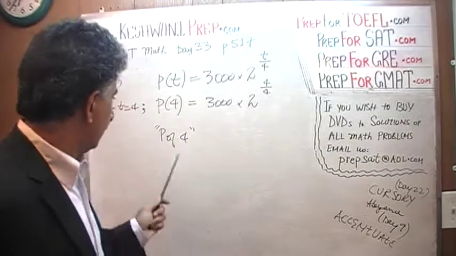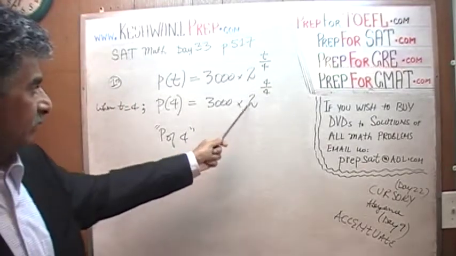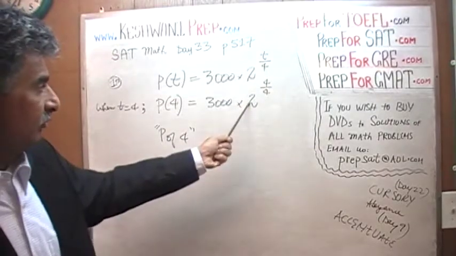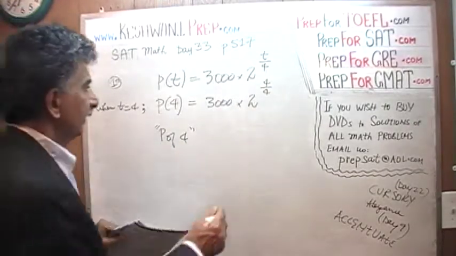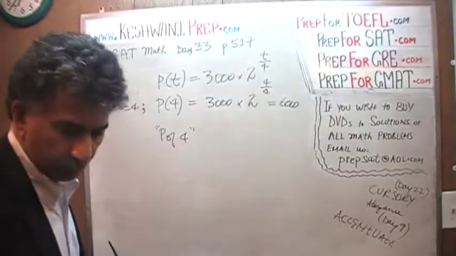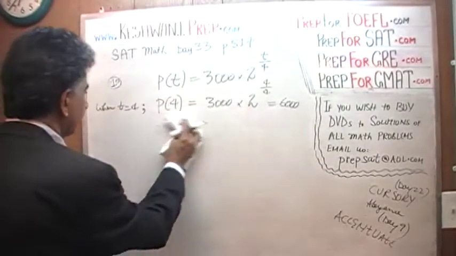Do you understand? So P of 4 is simply 3000 times 2 raised to 4 over 4, because it's T over 4. 4 over 4 is just 1. So it's just 2 raised to 1, which is 2. So it's 6000. Let's find out P of 16.